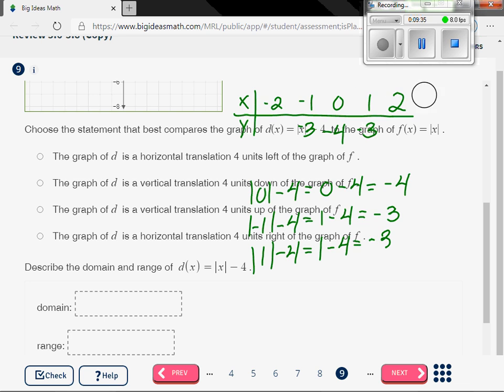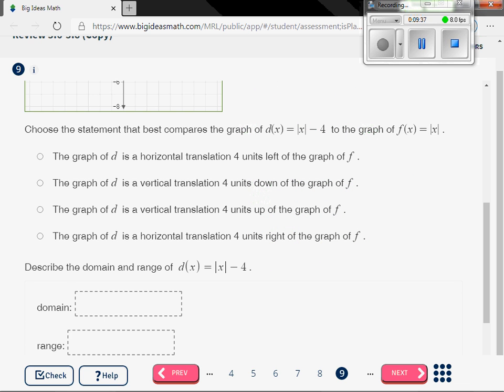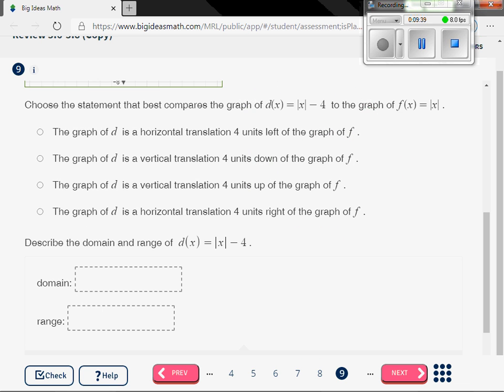Now we have a few other things to look at. We have these here. Choose the statement that best compares the graph d of x equals the absolute value of x minus 4 to the absolute value of x. Well, it is a vertical translation of 4 units down because it's outside, -4, we're moving it down 4.